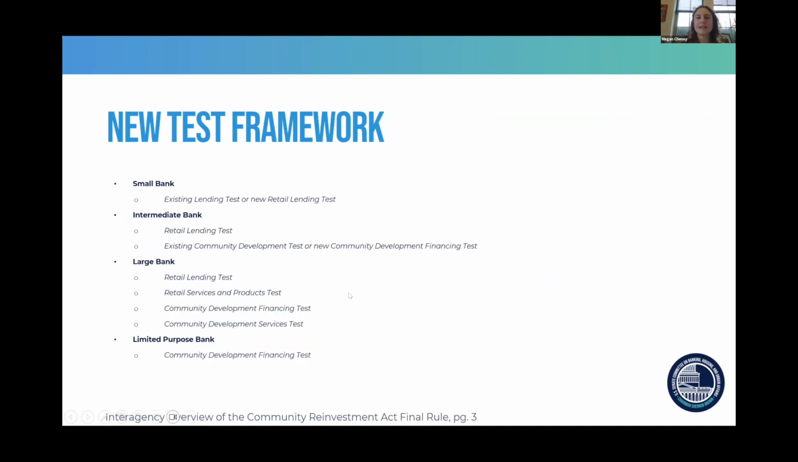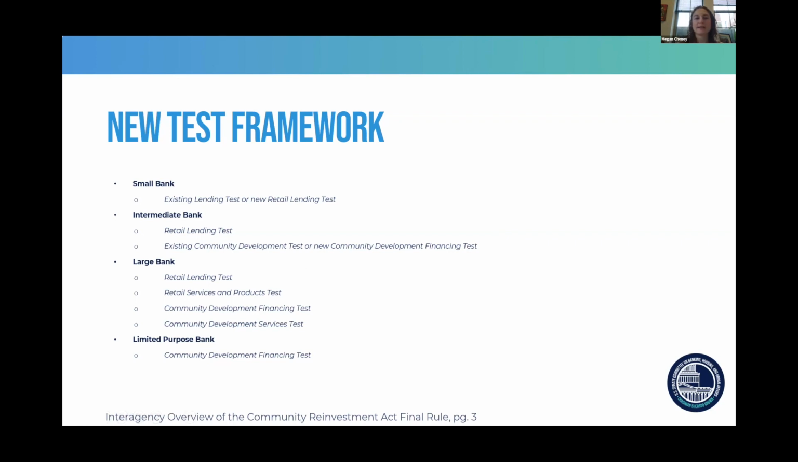So the testing framework, there's different tests, as I said, for all the different sizes of institutions. Small banks, they have a choice. They can either continue to use the existing lending test that's been in place, or they can use the new retail lending test that we'll talk about. Intermediate banks have the new retail lending test that we'll talk about, and can either use the current community development test or the new community development financing test.